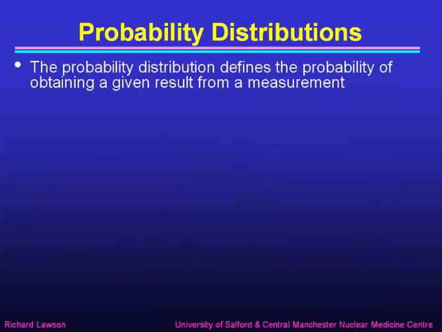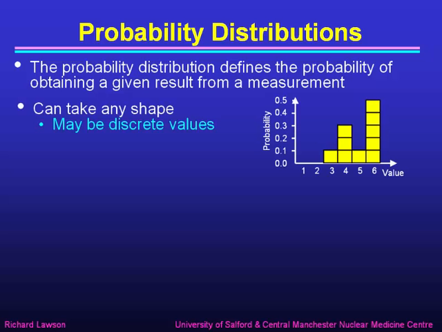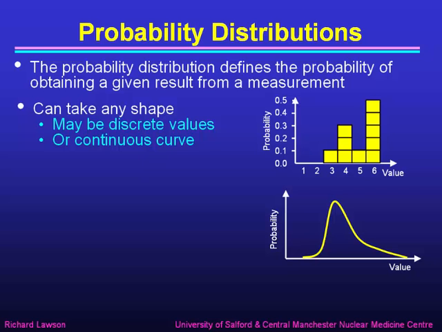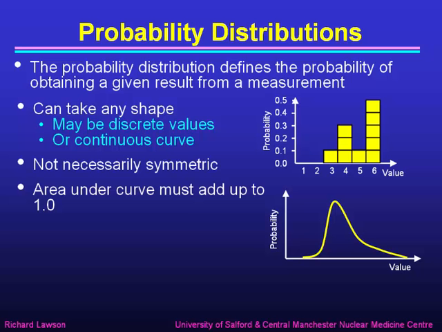Now, the probability distribution defines the probability of obtaining a given result from any measurement. It can take any shape, and it could be a discrete value, like the example we've just been looking at for the frequency of doing different numbers of bone scans in a day, giving us a discrete probability distribution. Or it could be a continuous curve, like the example here, where the probability varies continuously because the values aren't discrete numbers like 1, 2, 3, 4, but can take on any continuous value. Both of those are valid probability distributions.